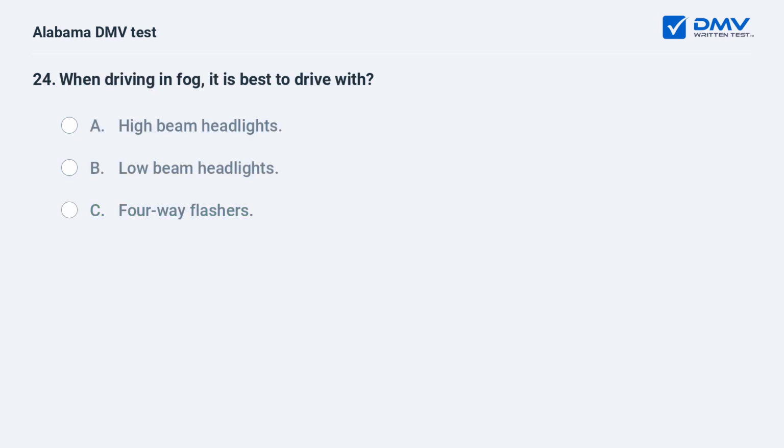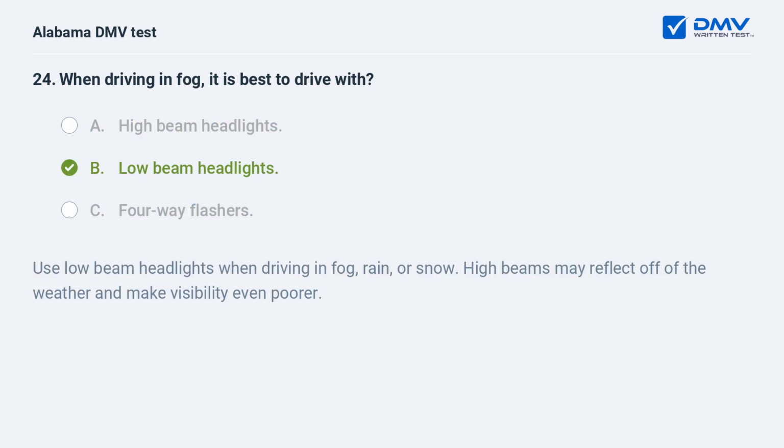When driving in fog, it is best to drive with A. High beam headlights, B. Low beam headlights, C. Four-way flashers. B. Low beam headlights. Use low beam headlights when driving in fog, rain, or snow. High beams may reflect off of the weather and make visibility even poorer.